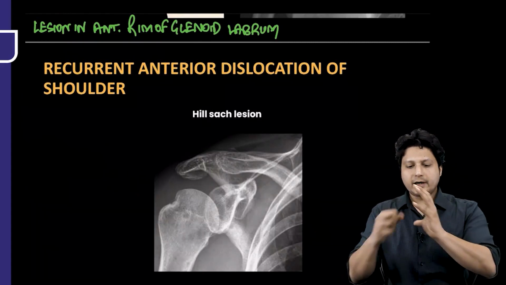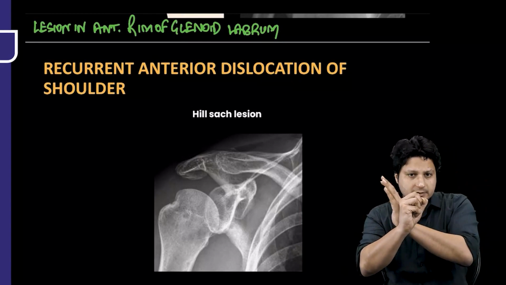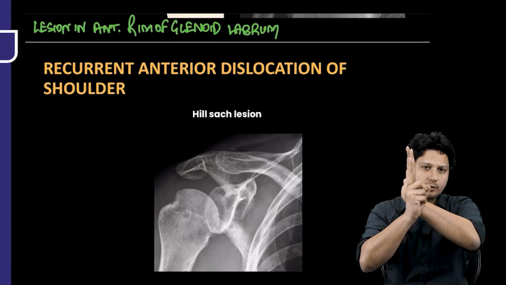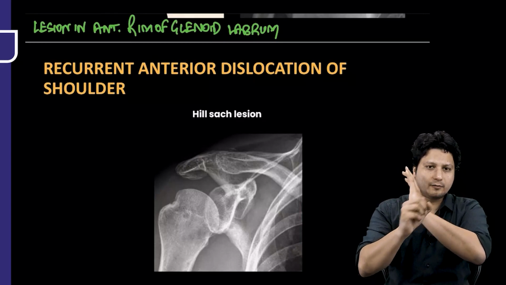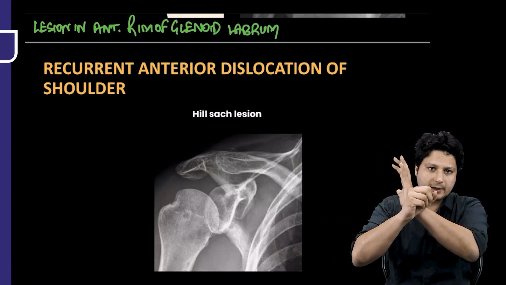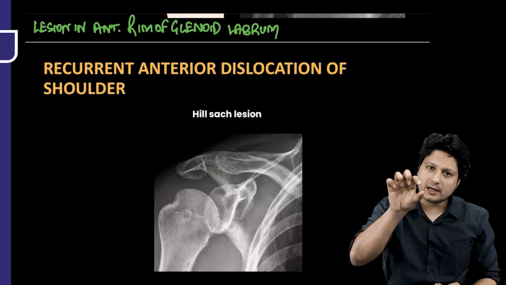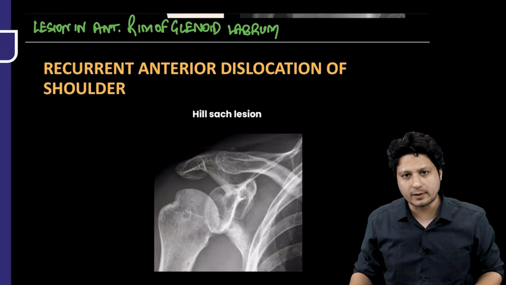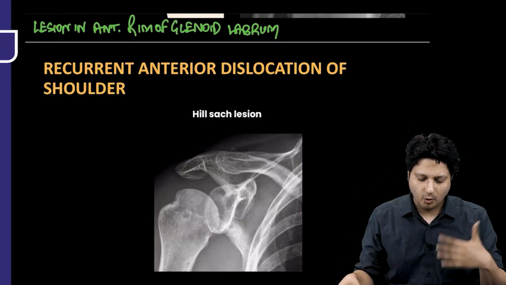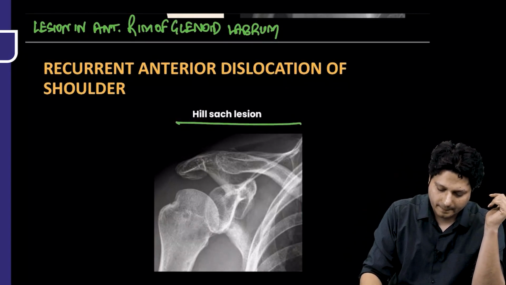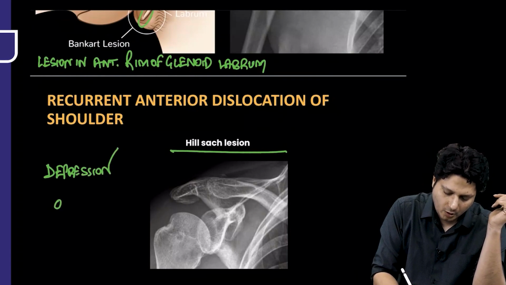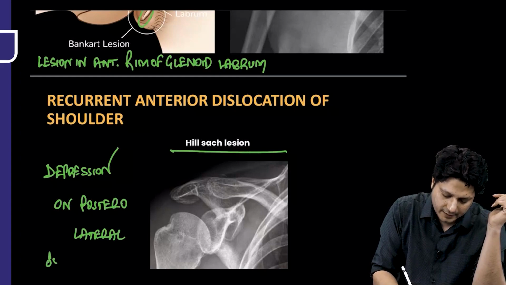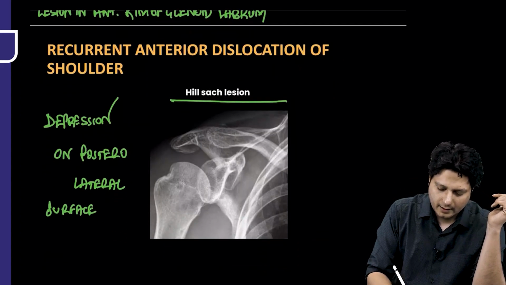Now, just try to understand. Every time there is an anterior dislocation, it is the posterolateral surface of the head of the humerus which will come in front of the glenoid bone. And it will receive a hit from the anterior rim of the glenoid. For the first time, second, third, fourth, 10th, 15th time, if the same thing is happening on the same region, then it will create a depression. It will create an impression on the posterolateral surface of the head of the humerus. And that depression is known as Hill-Sachs lesion. So, what is Hill-Sachs lesion? It is the depression on the posterolateral surface of the head of the humerus.